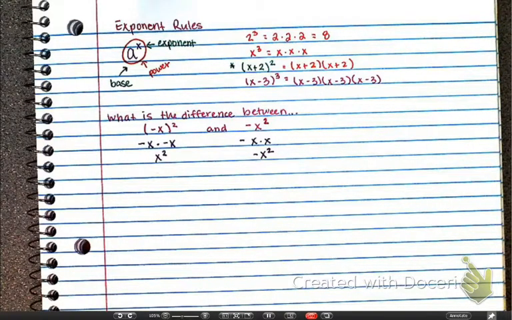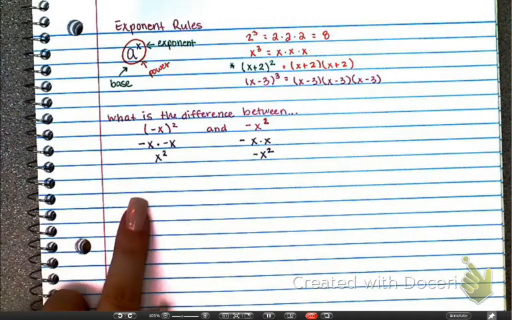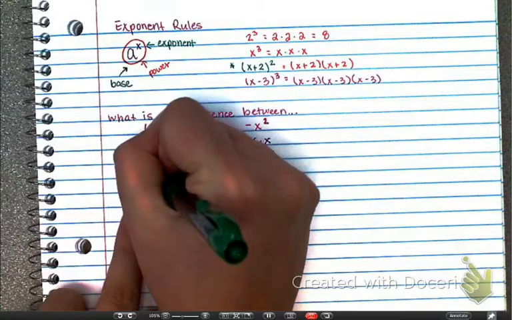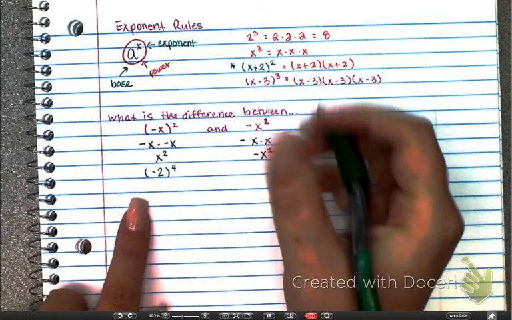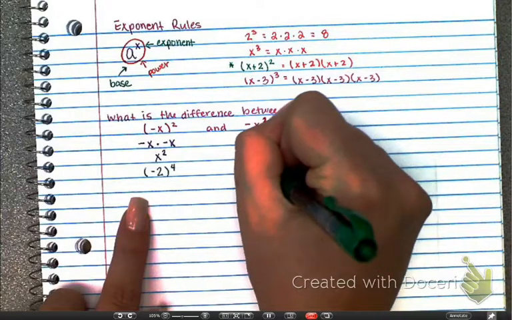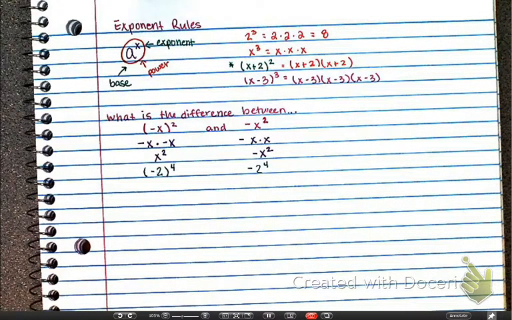Okay, so when the negative's in parentheses, it stays with that base. When the negative is not in the parentheses, it attaches out front. Okay. So let's look at these two. Negative 2 to the 4th, and then negative 2 to the 4th.